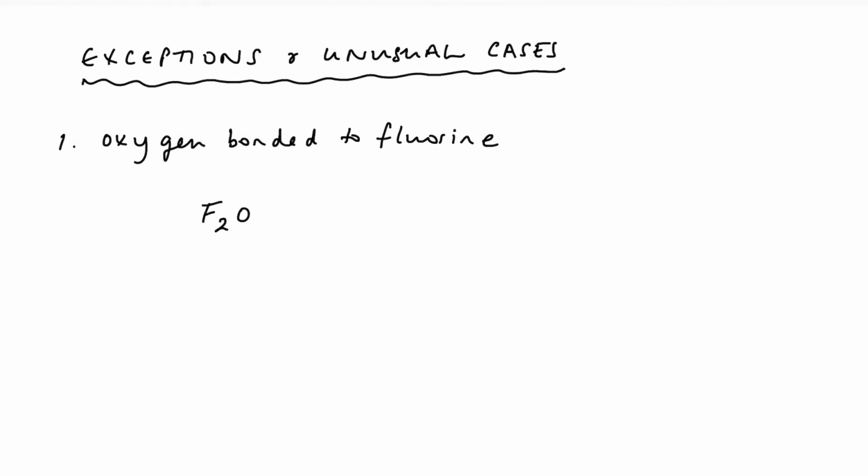So let's have a look at some of the exceptions and unusual cases, the ones that get thrown up quite a lot. First one, oxygen bonded to fluorine. Well, usually we would say that oxygen has an oxidation state of -2, and we know that fluorine is always -1, so clearly that doesn't work. This is a system that is based originally on the electronegativity of different elements. Fluorine is more electronegative than oxygen, so fluorine is always going to be -1. There are two of them, so when oxygen is bonded to fluorine, its oxidation state is not necessarily -2. In this case, it's +2.